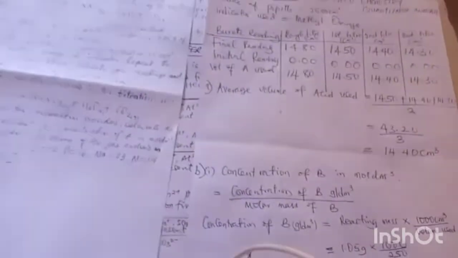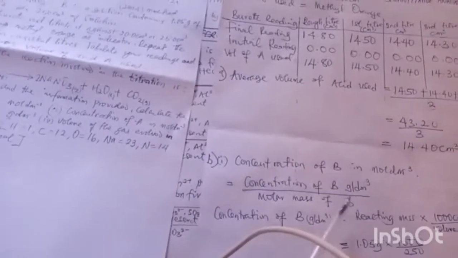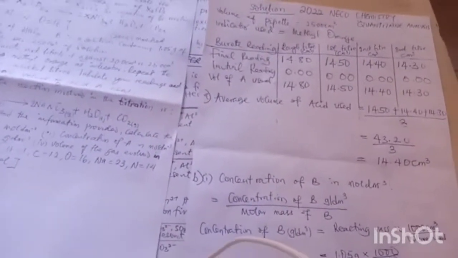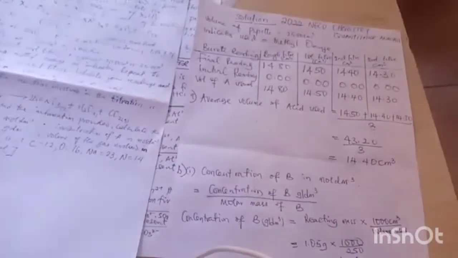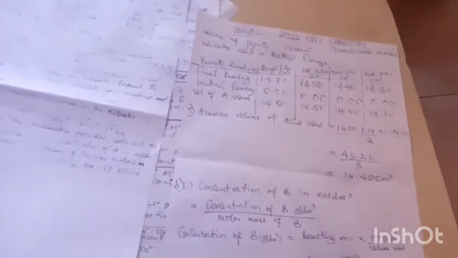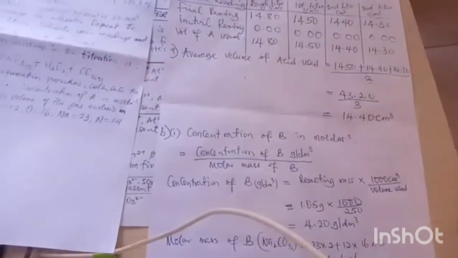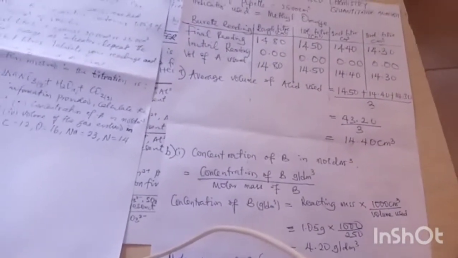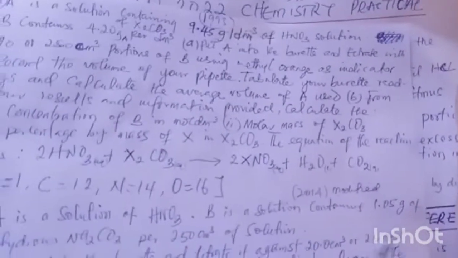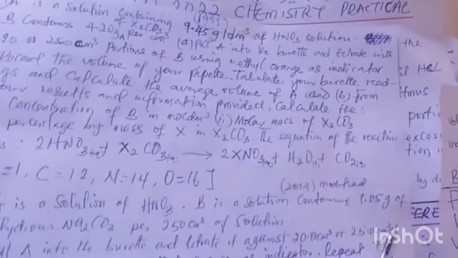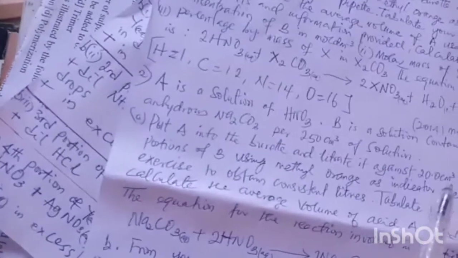And then B says that we should calculate the concentration of B in mole per dm cube. Concentration of B in mole per dm cube is given by concentration of B in gram per dm cube all over molar mass of B. And for us to get the concentration of B in gram per dm cube, the formula is given by reacting mass times 1 dm cube or 1000 cm cube over volume used. And from the question, we have that the reacting mass is 1.05 gram, all right, per 250 cm cube.